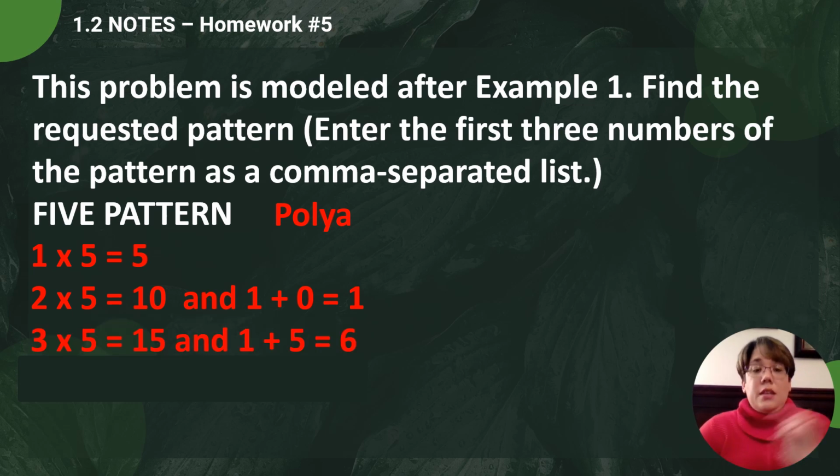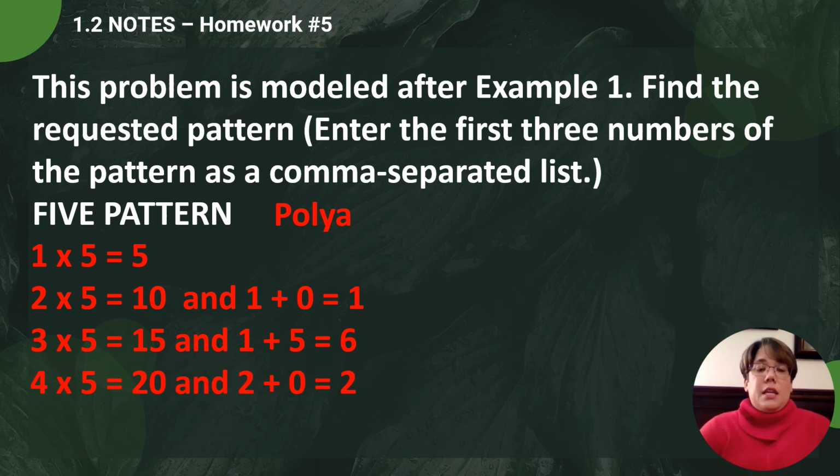Okay. Then 3 times 5 is 15, and he added those digits together, 1 plus 5, which is 6. Then he said 4 times 5 is 20, and he added those digits together, 2 plus 0, which is 2. And then he keeps going. Like he says 5 times 5 is 25, and 2 plus 5 is 7, and so on.